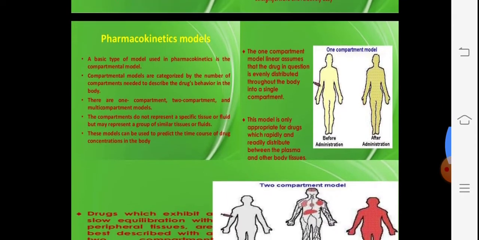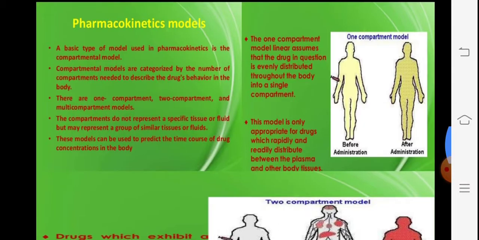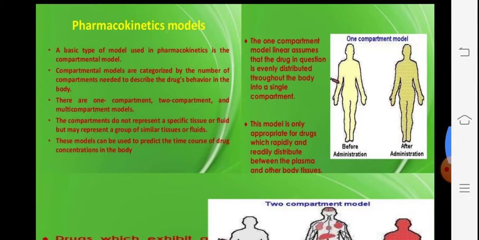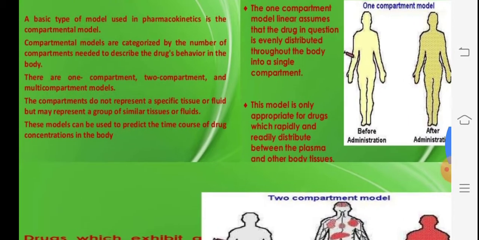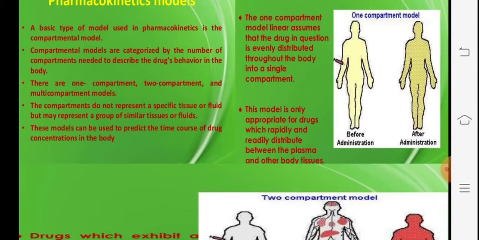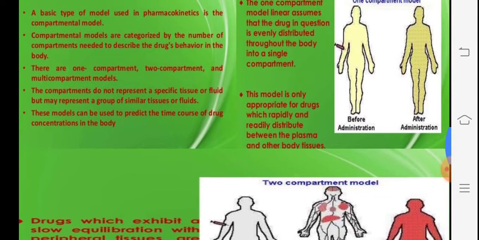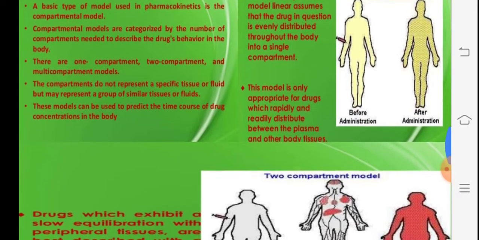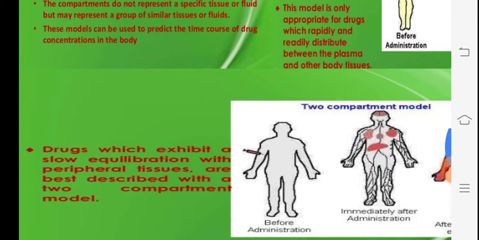In pharmacokinetics, here you are observing the one compartment model before administration and after. The basic types of model considered are one compartment, two compartment, and multi-compartment models. In the one compartment model, linear assumption, the drug in question is evenly distributed throughout the body into a single compartment, and the model is used only for drugs which are rapidly and readily distributed over the plasma through the blood.